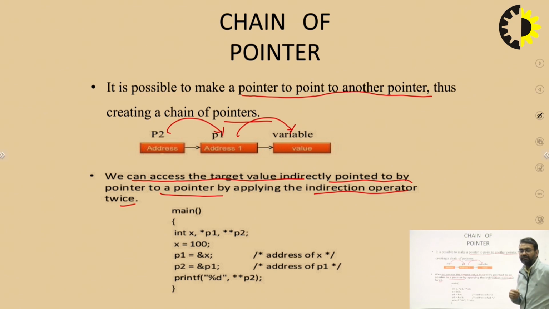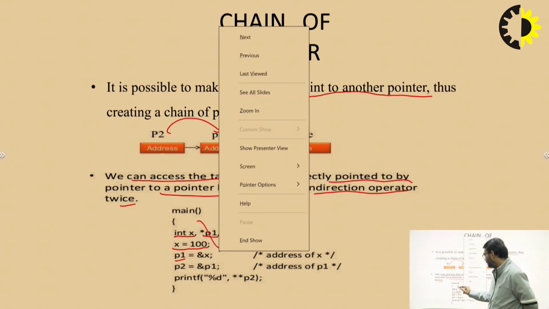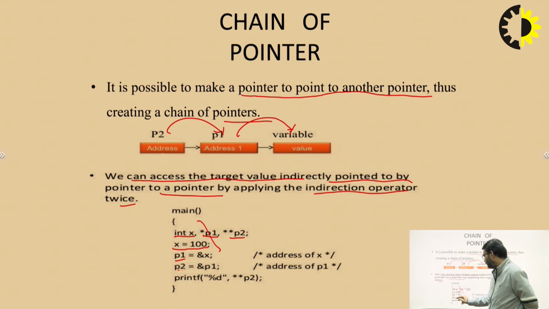So basically, if we want to retrieve the value of a double pointer, we have to apply the indirection operator twice. For example, here we are using an integer variable x, a single pointer p1, and a double pointer p2. So basically p2 contains the address of another pointer. x is equal to 100. p1 contains the address of the x variable. Then p2 contains the address of pointer p1.